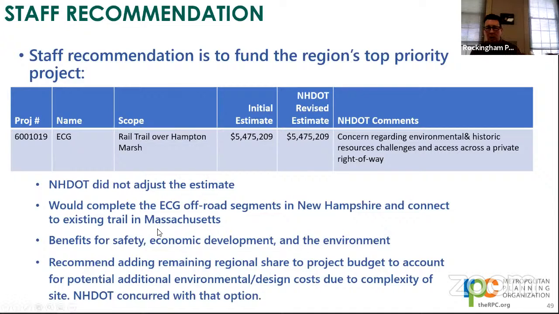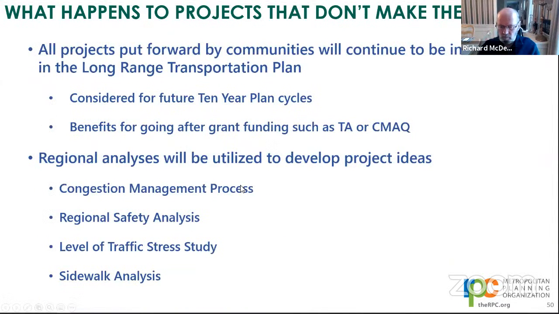All right, so if I could just keep moving forward, because we're after 11. Getting to this question: what happens to the projects that don't get into the 10-year plan this round? Well, they don't go away. They are still in our long range plan, and they'll be considered for future 10-year plan cycles.